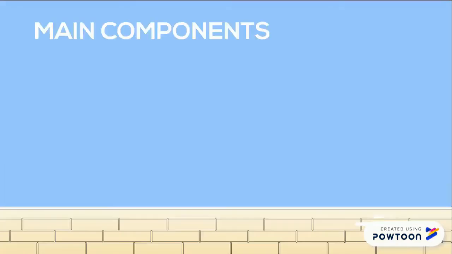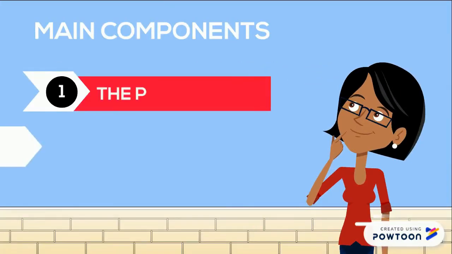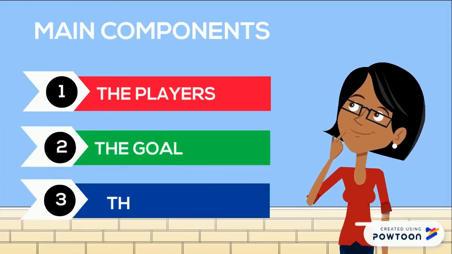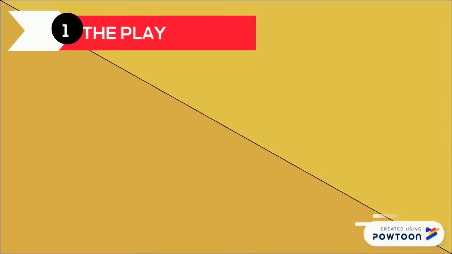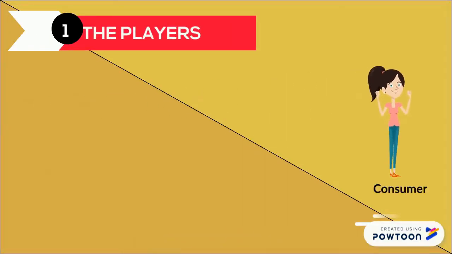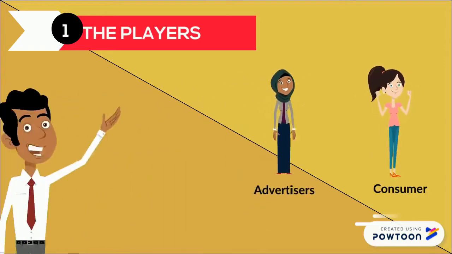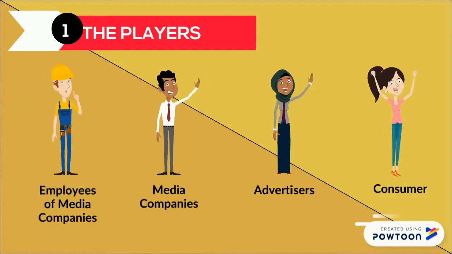There are 3 main components of the overall economic game. First, the players. Second, the goal. Third, the rules. Within the media part of the game, there are 4 types of players. First, you, the consumer. Second, the advertisers. Third, the media companies. Fourth, the employees of media companies.